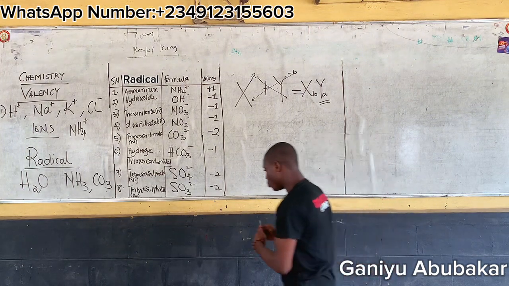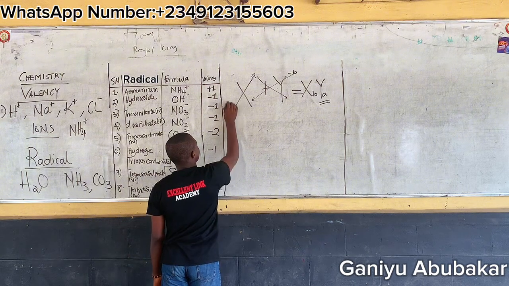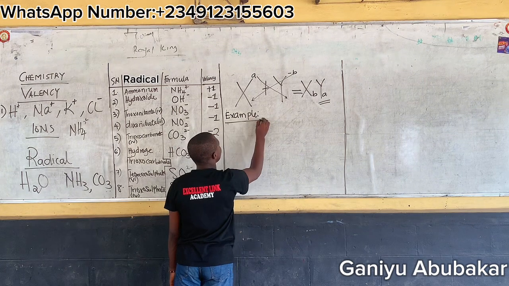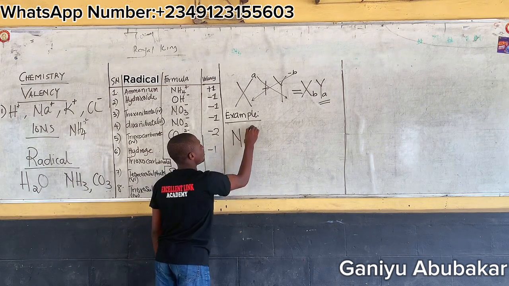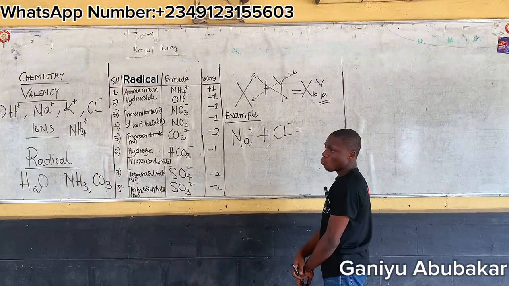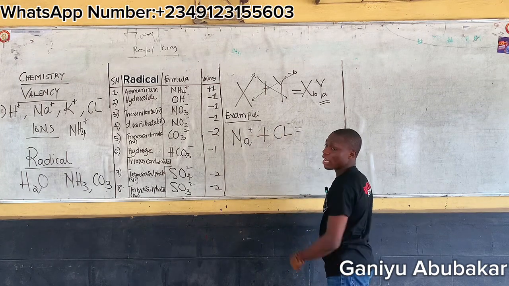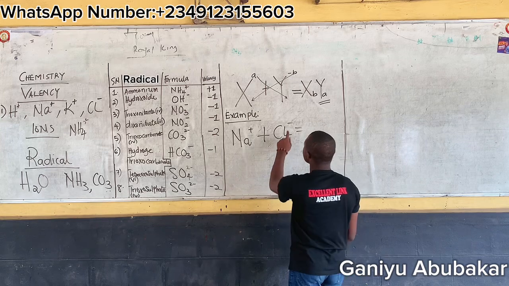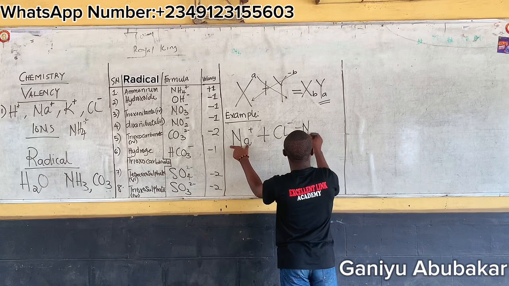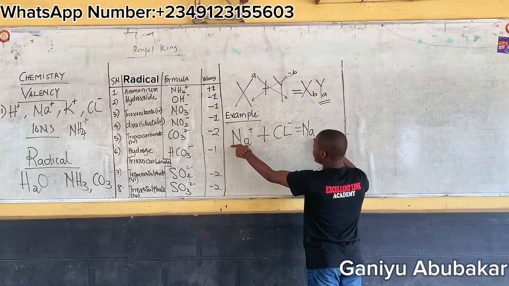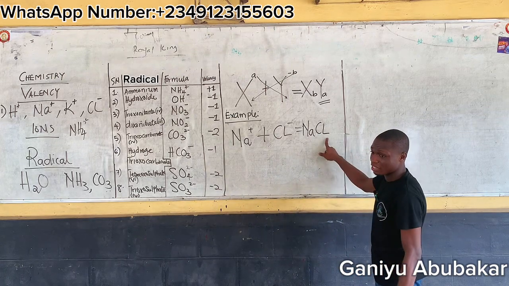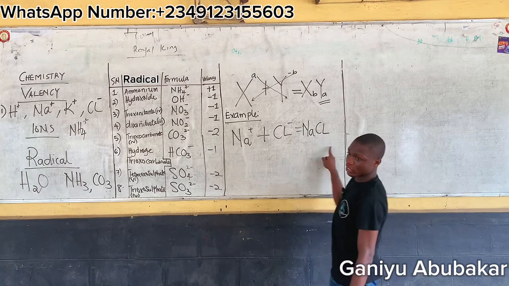Example. If I have sodium, Na plus, combining with chlorine, Cl minus, can this combine? Yes, why? They have opposite charges. When they combine, they switch, so that becomes Na 1 here and Cl, called sodium chloride. This is how the formula is derived.